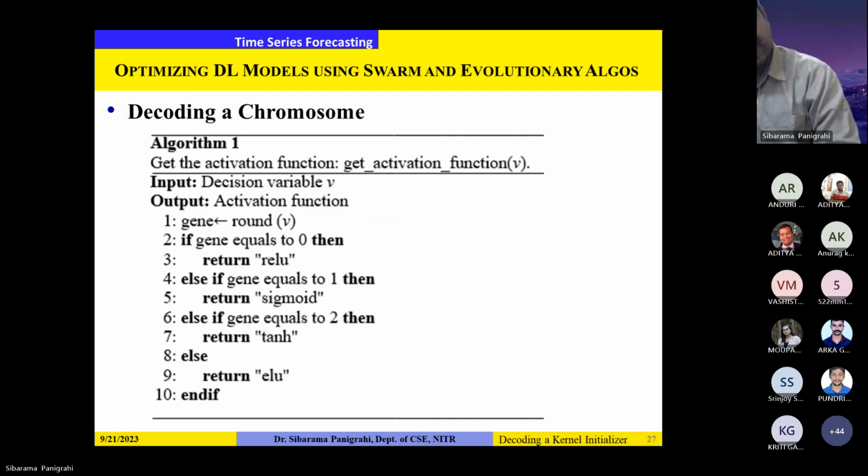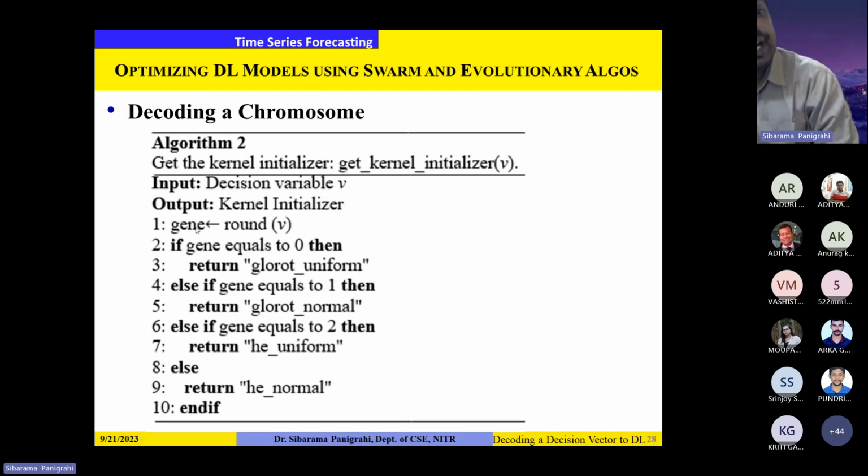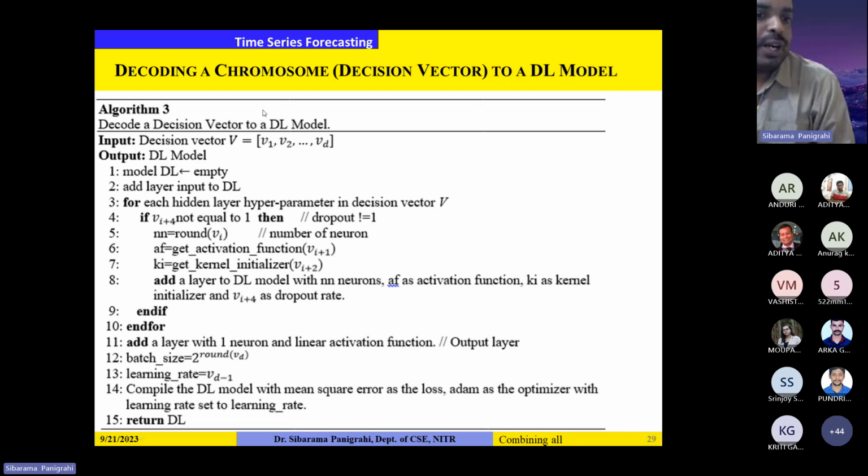Then how will you decode the entire deep learning model? For that, see what we are doing. In step number 1, we are taking an empty deep learning model. Then in step number 2, we are adding an input layer. The input layer can be obtained from the number of features you have in your dataset, right? In time series, we will compute the number of inputs by analyzing the autocorrelation and partial autocorrelation function of the series, or by making recurrence quantification analysis. So first we will add the input layer.